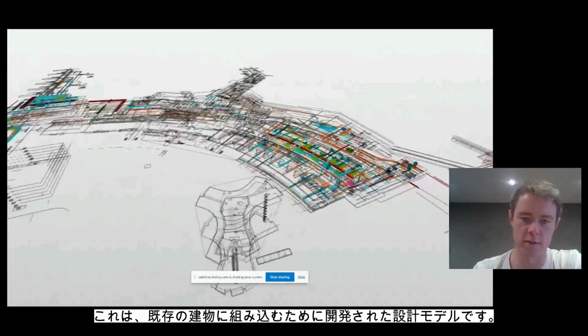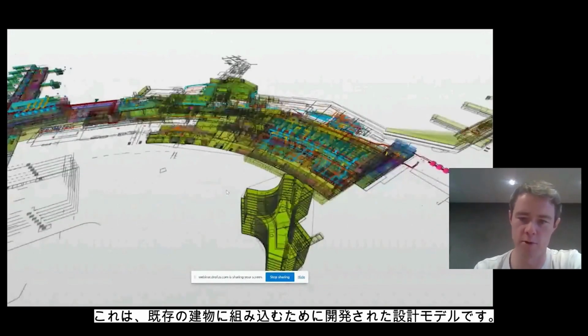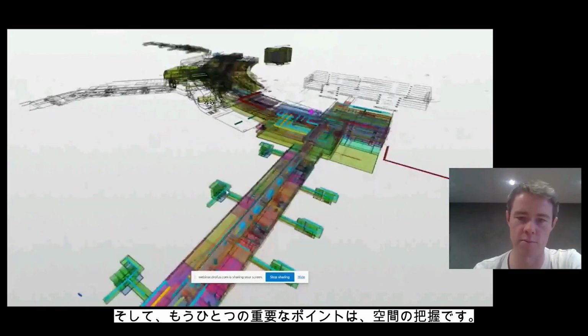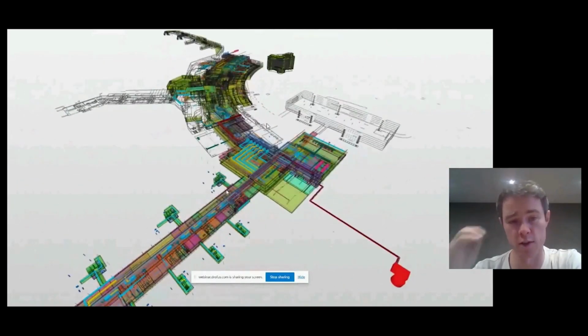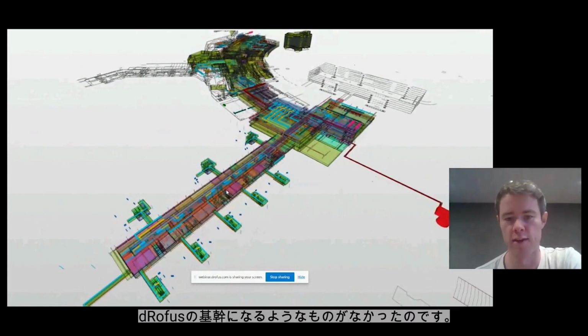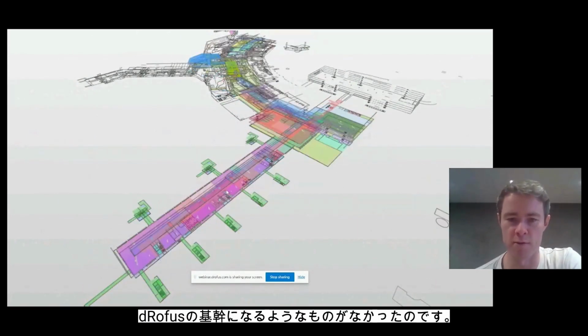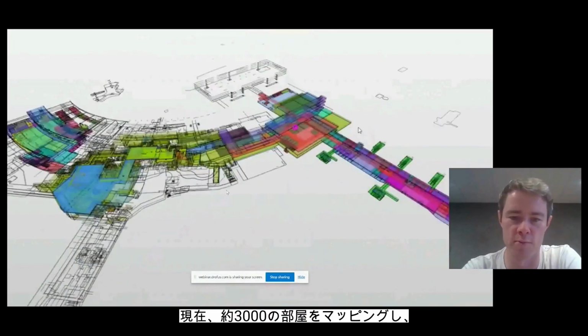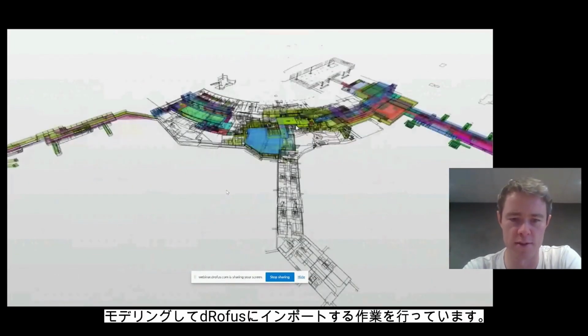So here you can see developed design models that were being integrated into our existing building. And then the other key thing was capturing space. In our existing buildings, we didn't have a lot of models that had spaces or rooms modeled. So the whole backbone of dRofus wasn't really there. So now it's working towards getting all these rooms. It's about 3,000 rooms mapped and modeled and imported into dRofus.